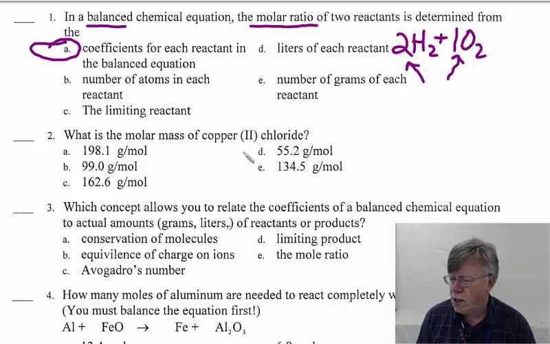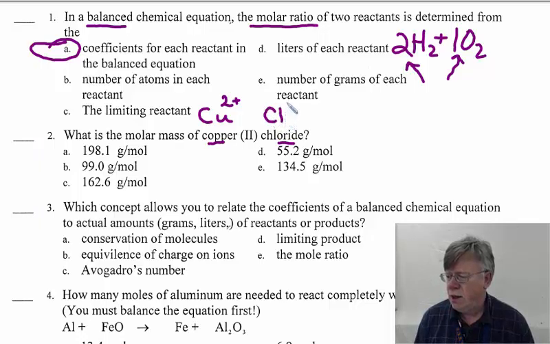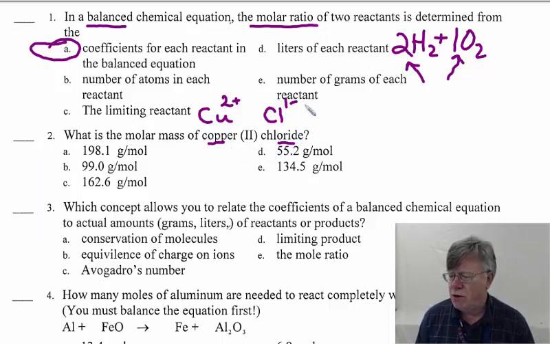Okay, what is the molar mass of copper(II) chloride? Copper, the symbol is Cu. The little 2 here means that there's a +2 charge on the copper. Chloride, as you know, is the symbol Cl, and as an ion, it has a -1 charge. So before you solve the problem, you have to balance the charges. I'm going to need to multiply this one by 2 because -1 times 2 is equal to -2, balancing the +2.